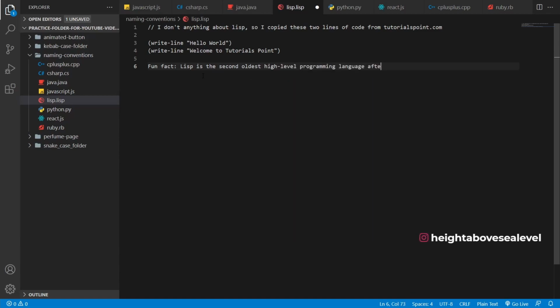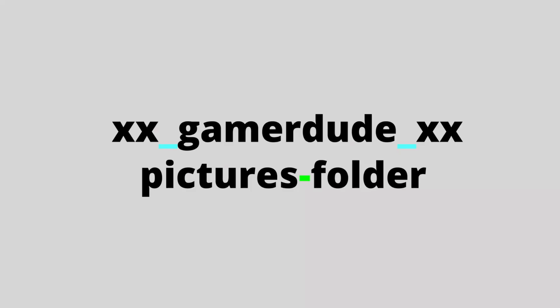One programming language you'll probably see kebab case being used in is Lisp. Lisp is one of the oldest programming languages out there and is the only one I could find that uses kebab case, so if you know of any other, feel free to leave it in the comments below. Out of all these conventions, kebab case and snake case are probably the ones most people will grasp the fastest since they've used or seen them in some capacity before.